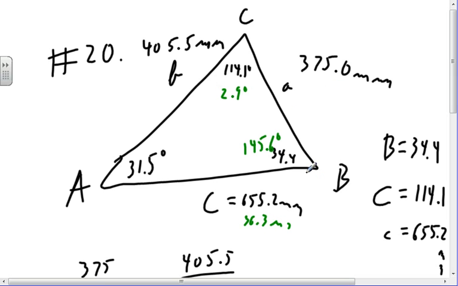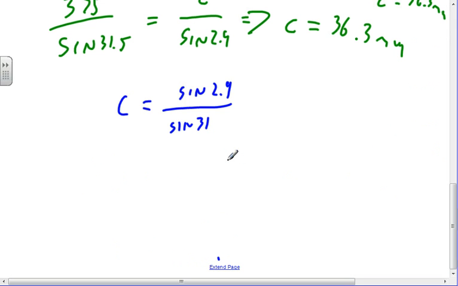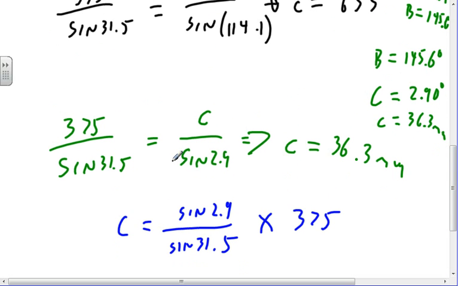Hey, on the last step you did a sine 2.9 over sine 31.5? Yeah. What did I do? I said c was equal to the sine of 2.9 divided by sine 31.5 times 375. So I'm cross multiplying. I'm just sending that over there. Yeah.